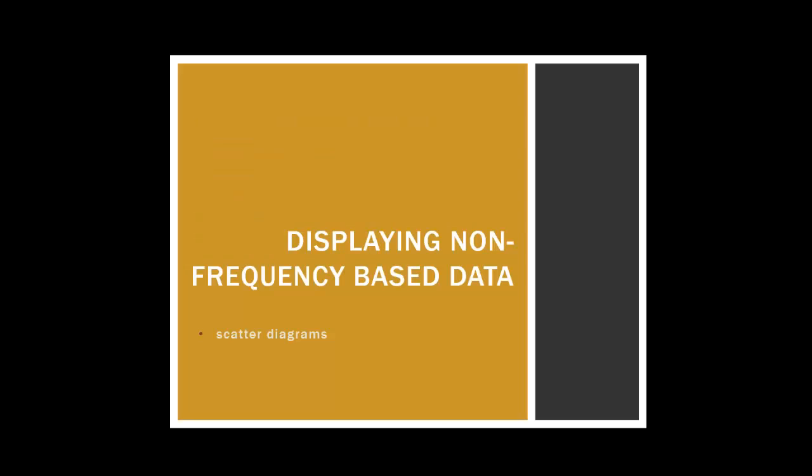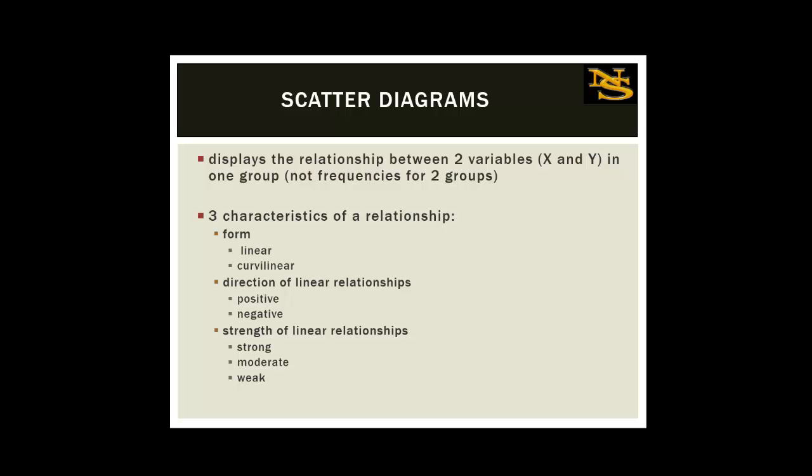Speaking of relationships between variables, now we're going to look at scatter diagrams, which I mentioned earlier is the basis for correlation analysis when you're looking at the relationship between two variables in a single group. But we're not going to talk about correlation, just the pictures of the data that you would use for a correlation. So a scatter diagram, again, displays the relationship between two variables.